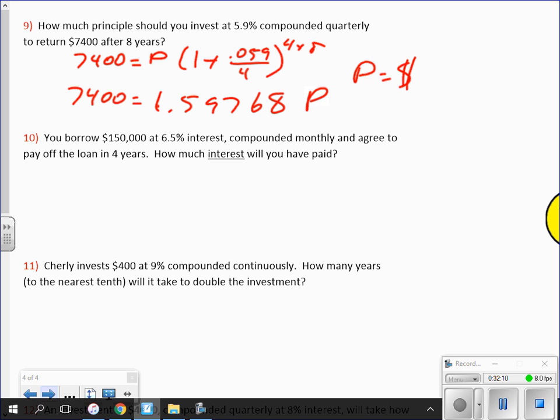The principal you get, you would have to invest $4,631.71. Not that hard to do, relatively speaking.